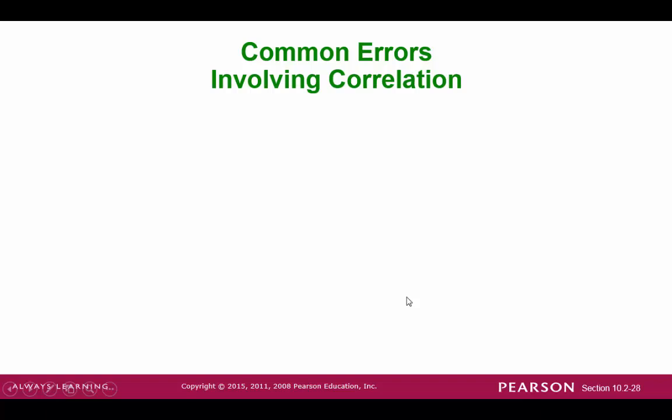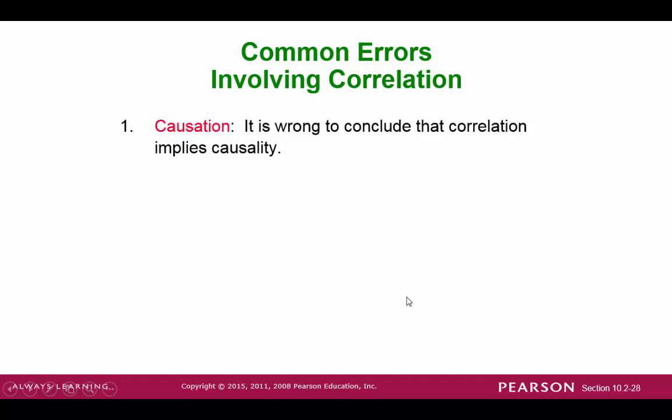Let's take a quick look at some common errors. The biggest error that we can make in studying correlation is that if there is a correlation between two variables, people tend to imply a causation, that one variable is causing the other to happen. And this is not a good conclusion, because in studying correlation, all we are doing is finding out if there's a relationship between two variables. We are not looking if one variable is causing another. We are only looking for association or relationships.